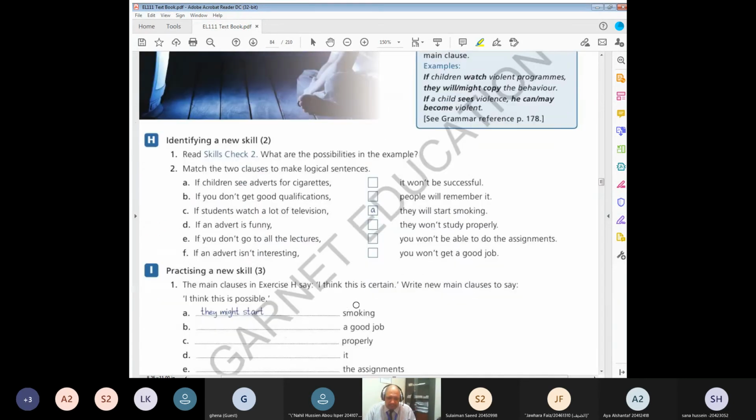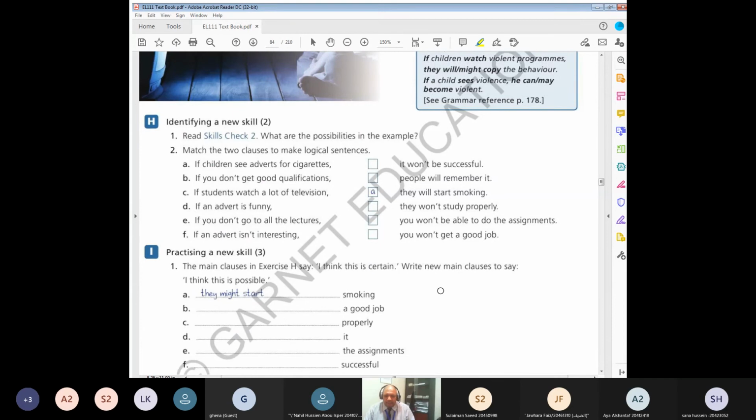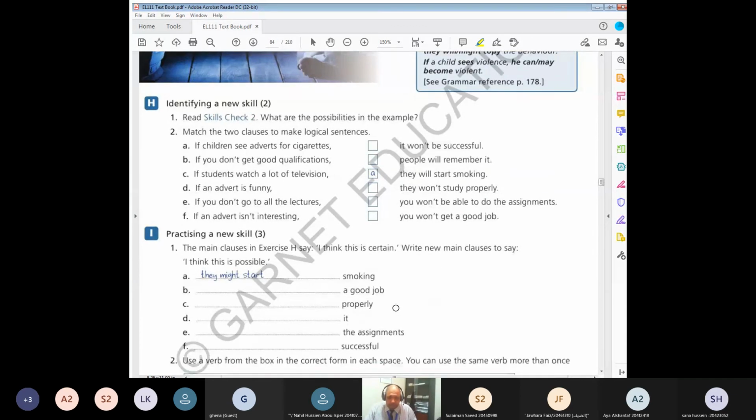Okay, are you getting the idea? We're talking about possibilities in the future. We're talking about things that people can do. And in this case, the second part is normally a modal verb: can, could, may, will. Okay, so can we match the two clauses to make logical sentences? Yes. I'll give you 2 minutes for that.